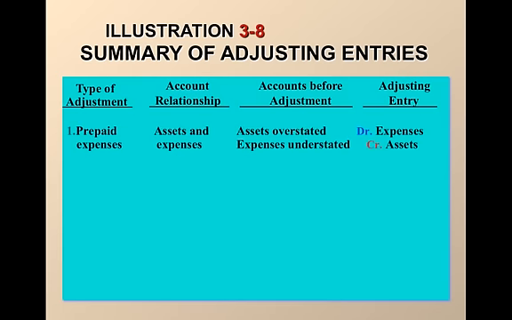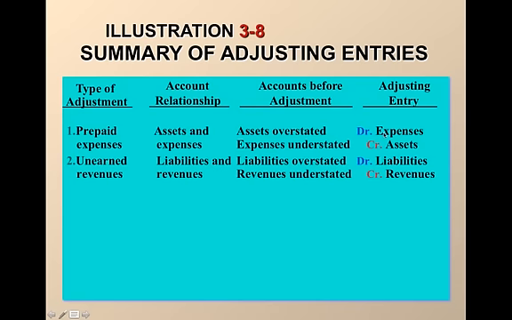So if we have prepaid expenses, remember we had prepaids, accruals, and estimates. Well, for prepaid expenses, we talked about these relationships. So there's an asset-expense relationship. And if you do not do the adjustment, assets will be overstated and expenses will be understated. And here's the adjusting entry. So this is just a whole bunch of them. Again, for unearned revenue, which is a prepayment, it has a liability and revenue relationship. If you don't do the adjustment, liabilities will be overstated and revenues will be understated.